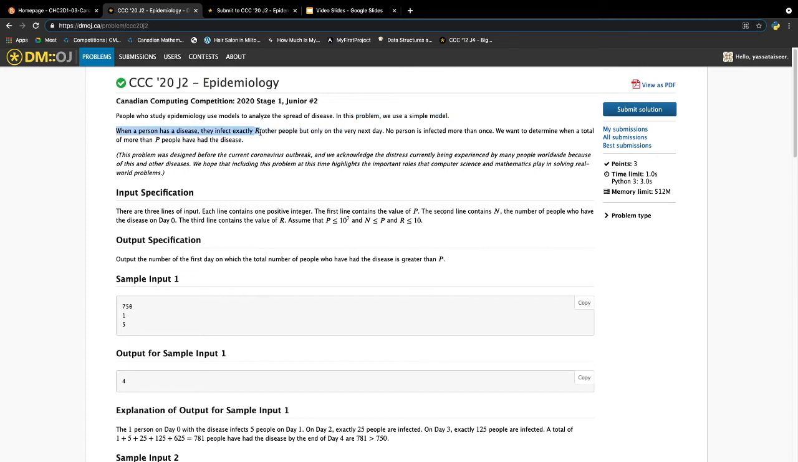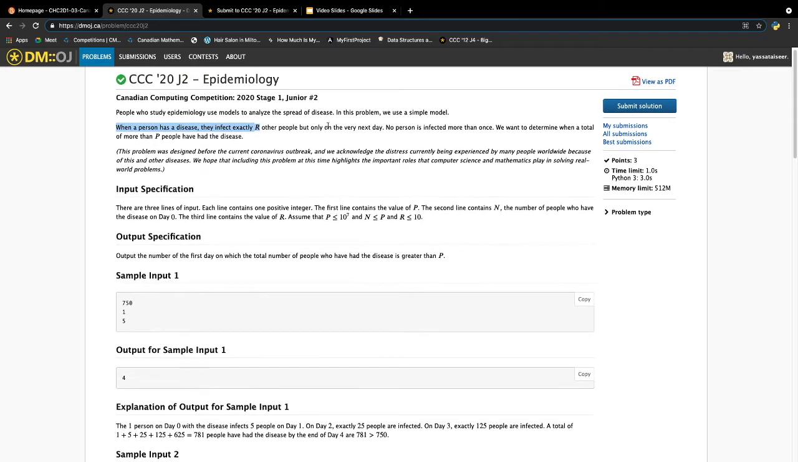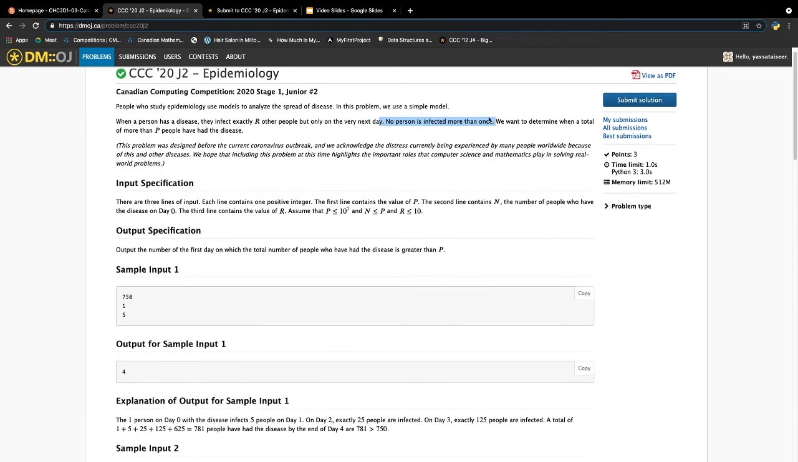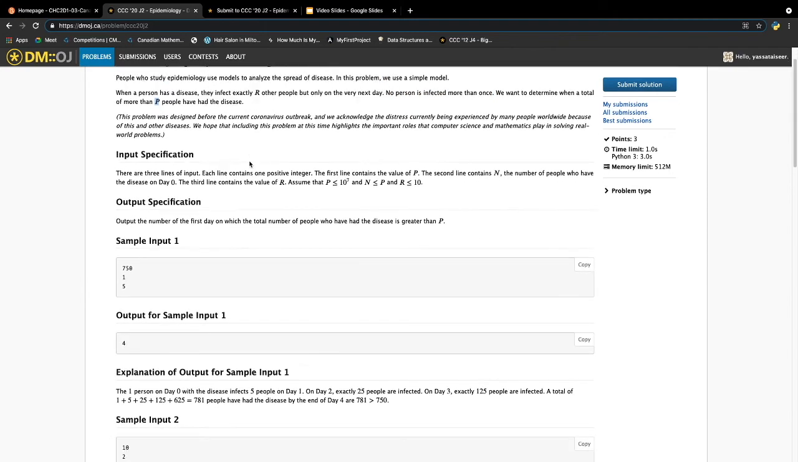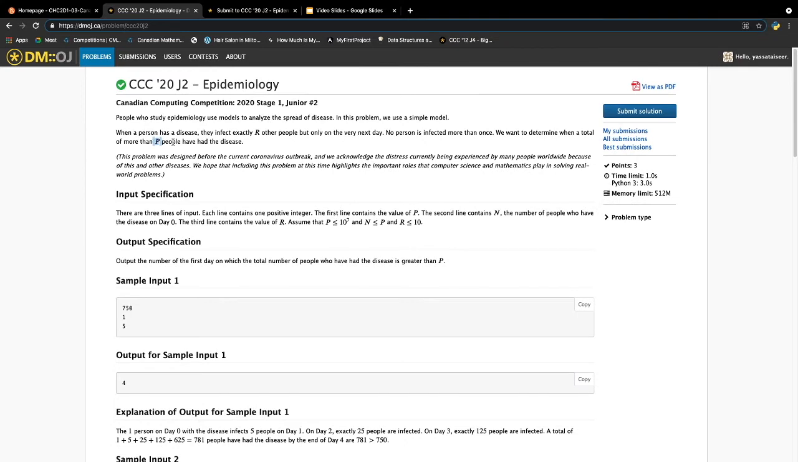When a person has a disease, they infect R number of people, but only the very next day. So let's suppose I have a disease, and the user is going to specify R, the number of people I will infect. If I can infect 5 people, I'll infect 5 people the next day. No one infects more than once. We must determine the total number of days when more than P people have had the disease. So there's going to be a value P, and we want to see in how many days it will be crossed.